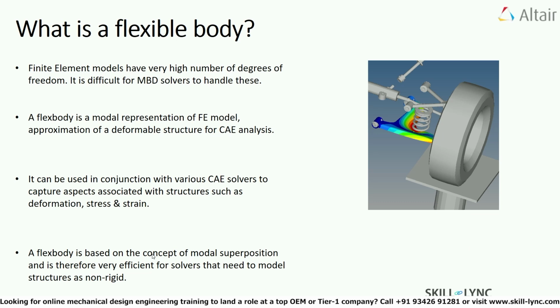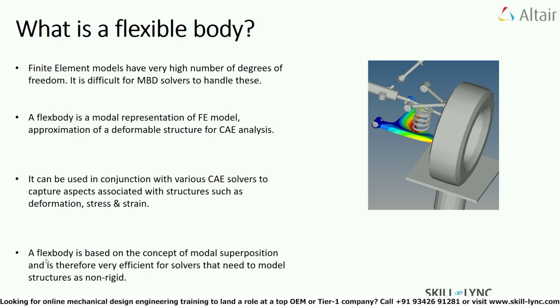Okay, so let's first understand what a flexible body is. Most of us from the FEA background are well aware of the fact that finite element models have a very high number of degrees of freedom. Hence, it is difficult for the MBD solvers to handle these models. That's one of the main reasons why the FE models take a longer time to converge when compared to the MBD models. Hence, the key fact is that we need to condense the FE models to create the flex bodies.